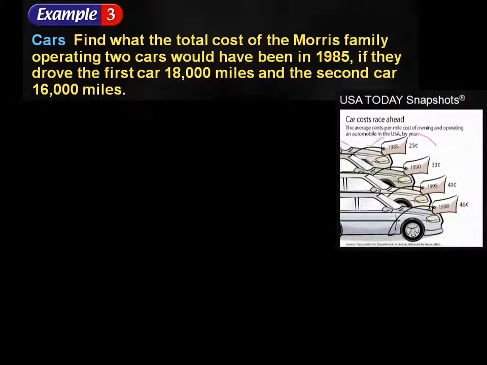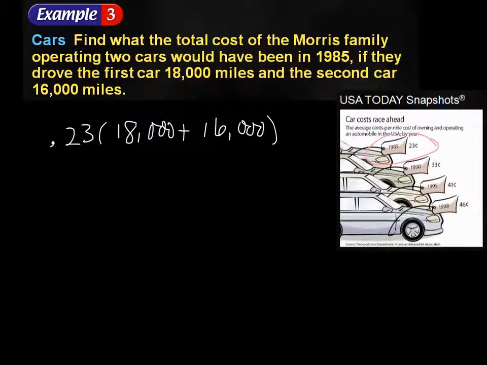So we need the 1985 cost of operating an automobile, which is 23 cents per mile. So we're going to have 23 cents. And the first car was 18,000 miles. And the second car is 16,000 miles. Okay, order of operations we would normally add first, but we're practicing making sure the distributive property works. So we're going to distribute 23 cents times 18,000.